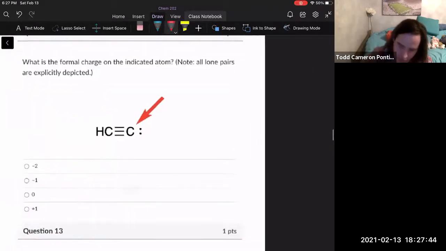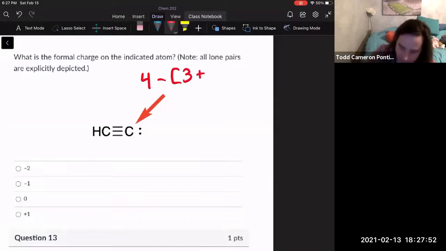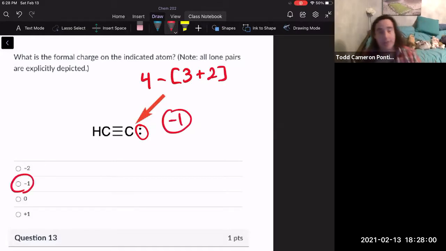All right, what's the formal charge on this? Carbon is group 4, so 4 minus, and we've got a triple bond. So we're going to put a 3 there, plus, and there are 2 non-bonding electrons. So 4 minus 5 is equal to -1. And as we'll learn in our acid base unit and throughout the course, a carbon that has fewer than 4 bonds is a very, very, very unstable carbon. It's not a happy carbon at all. This is a wildly reactive molecule. More on that later.